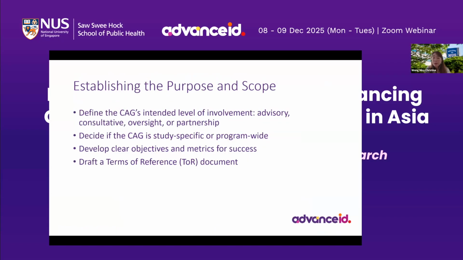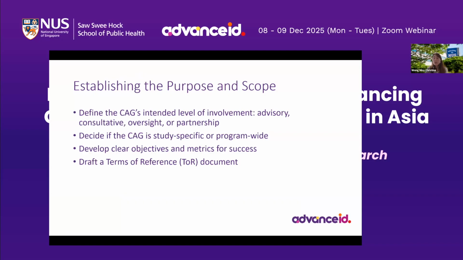Coming back to how to create CAGs, first of all, it's vital to define why you're forming a CAG. What is the CAG for, and what do you want to achieve? Also, we want to figure out their level of involvement. Will community members just simply advise, or do they have a more active partnership? Will the CAG be specific to this one study, or will the CAG also advise on a group of studies?